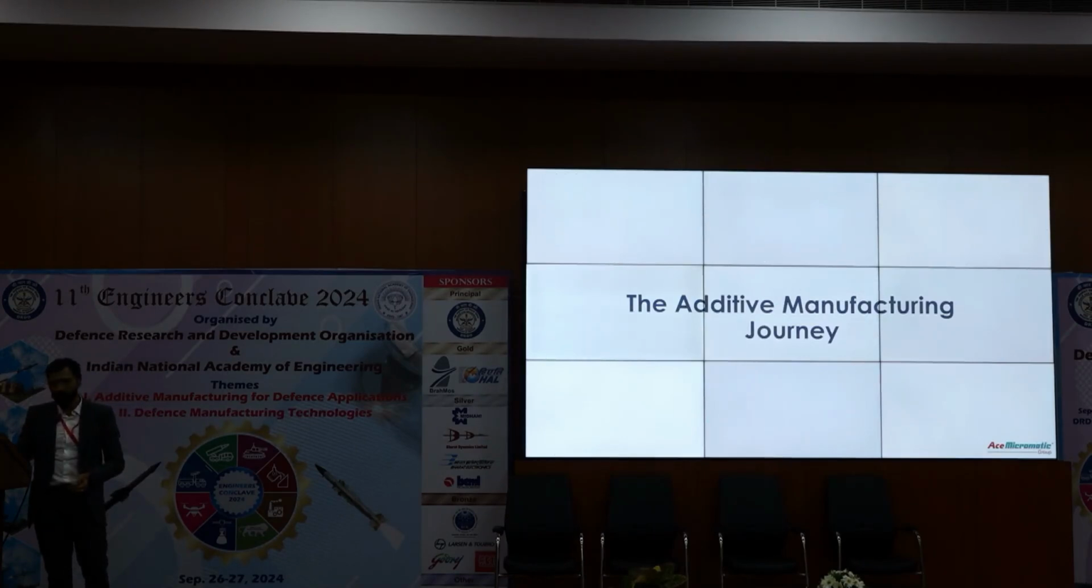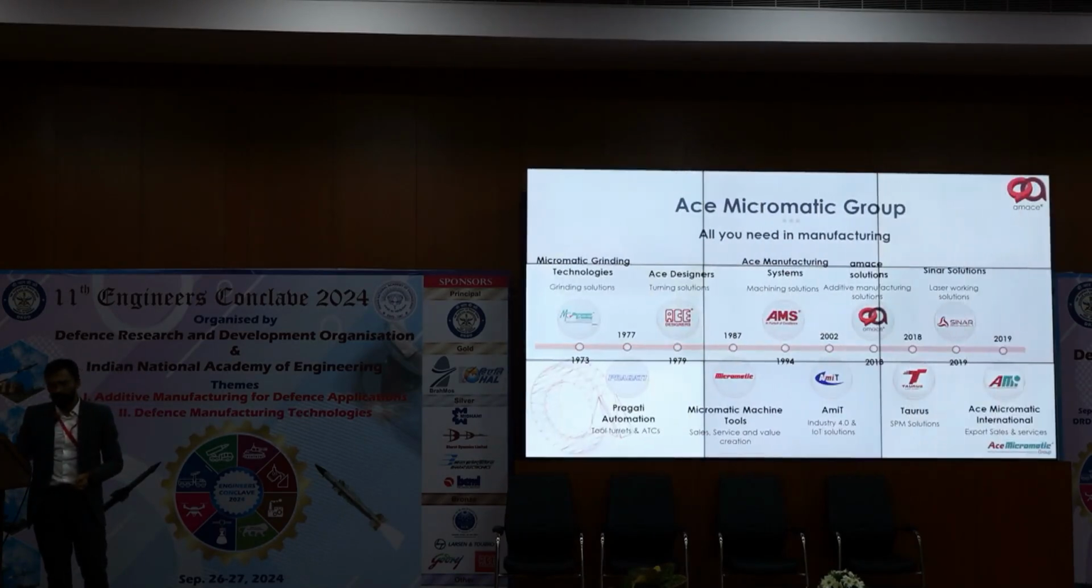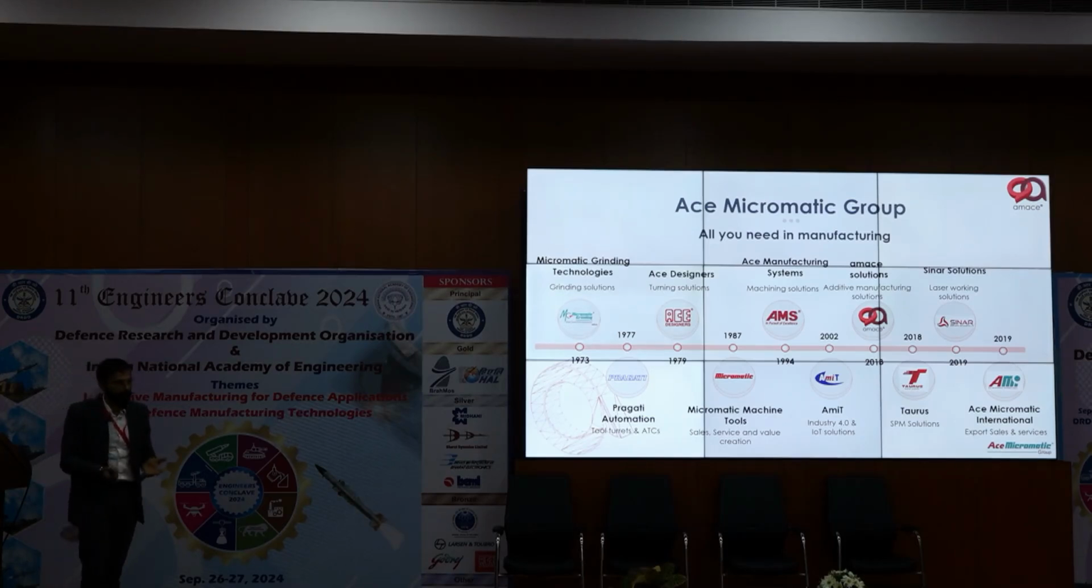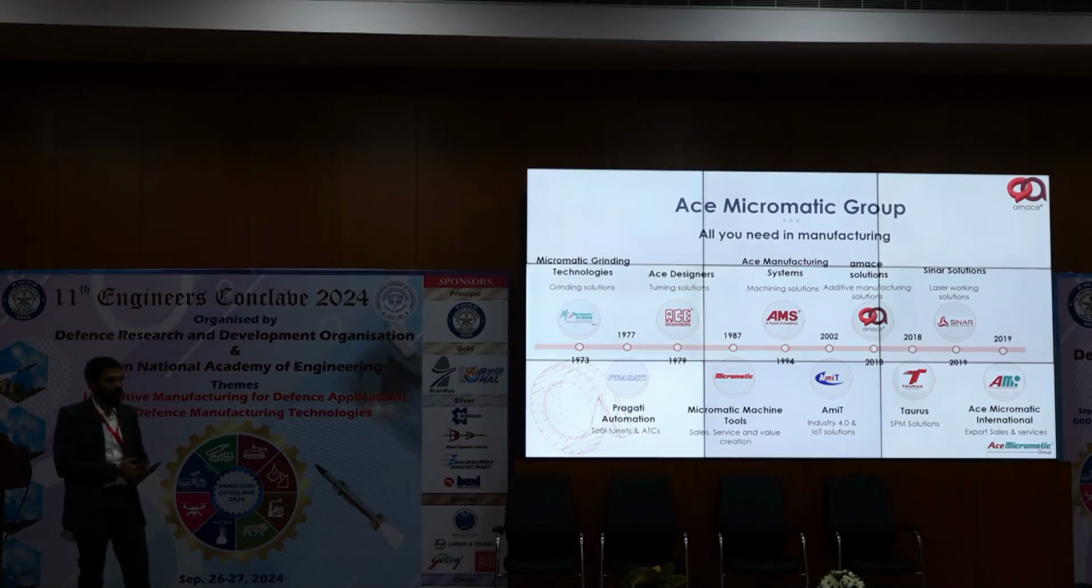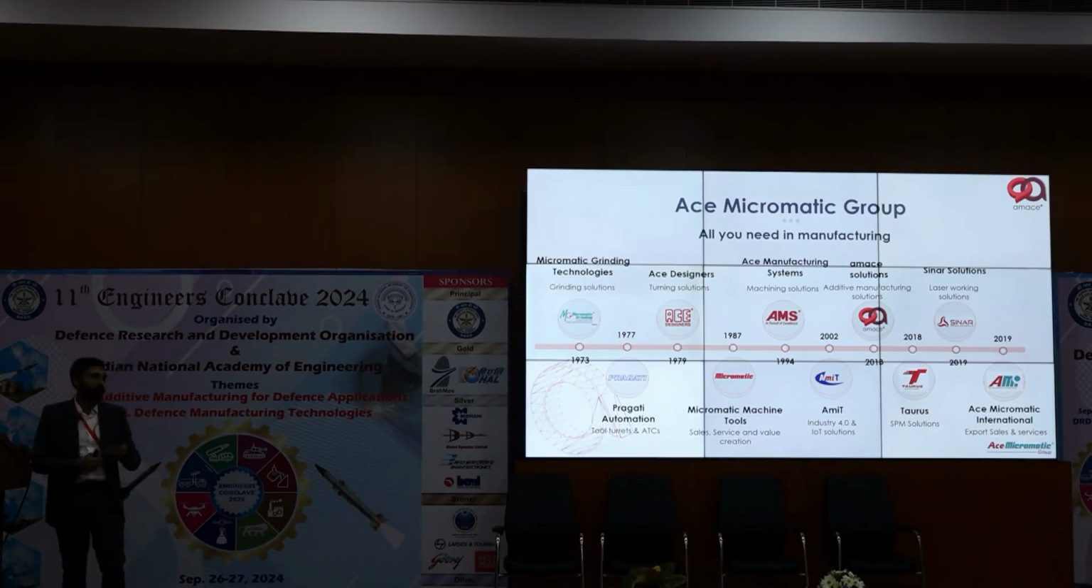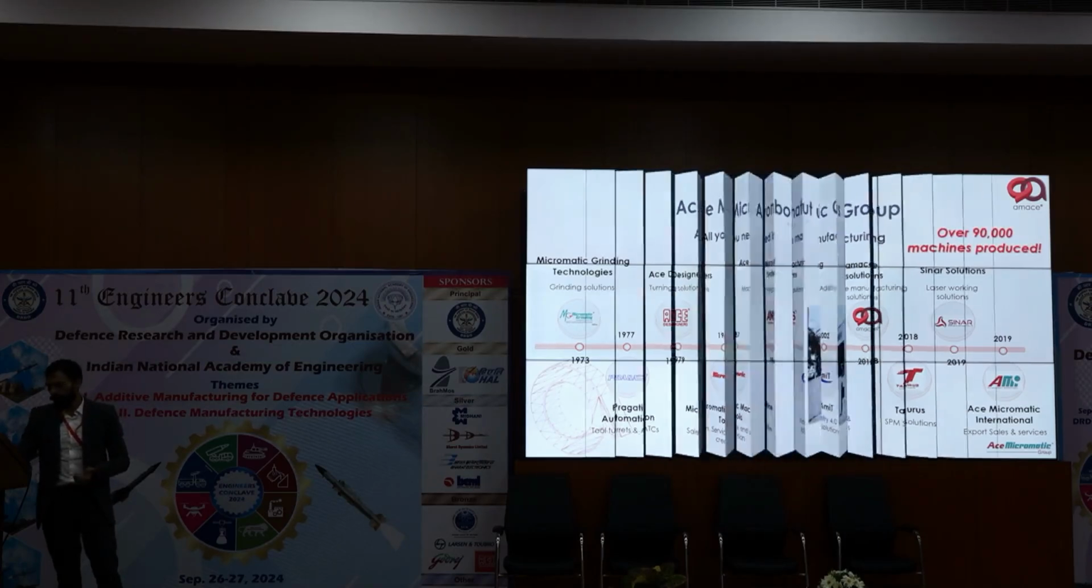Now, coming to our own journey of additive, a quick introduction. We basically come from a machine building background. We've been making CNC machines for nearly 50 years. We go by different brands, I'll skip them, but we are largely known as the ACE group, ACE Micromatic group. We have an installed base of over 90,000 CNC machines in and outside the country. We started off in a small garage in the 70s, and today it is completely Indian developed, Indian made, homegrown technology, with machines all around the world. So that's what we are.